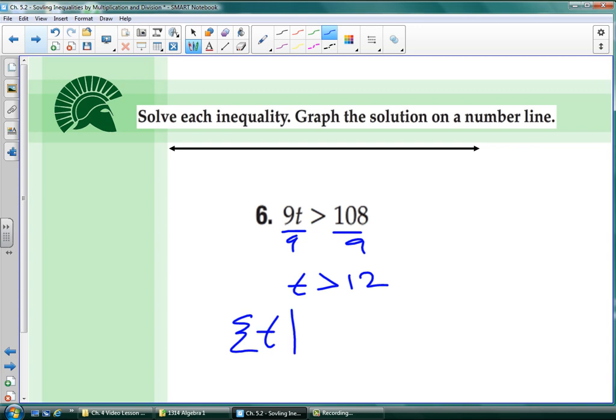T is the variable such that t is greater than 12. Put my boundary down. Again, it's an electric fence because there's no "or equal to." Open circle. I'm going to put it on the line for those of you that like to put it on the line. And then I'm talking about numbers that are greater than 12, because t is greater than 12. Numbers that are greater than 12 go to the right.